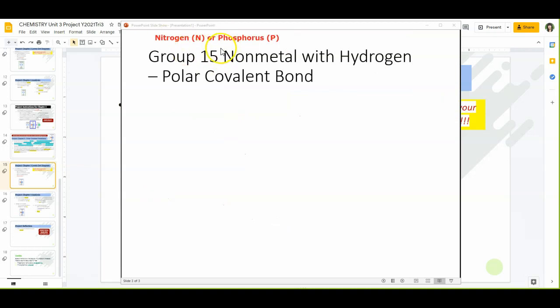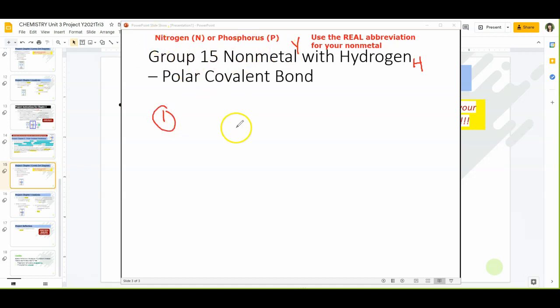All right, so if you chose a group 15 nonmetal, that's either nitrogen or phosphorus. And I'm going to be labeling it as the letter Y just because that's how I've been labeling my nonmetals. Again, you should use the real abbreviation for your nonmetal. So you should be using either N or P. All right, and we're going to take a look at how it bonds with hydrogen in a polar covalent bond. So step number 1, we're going to go ahead and draw out our atoms here.